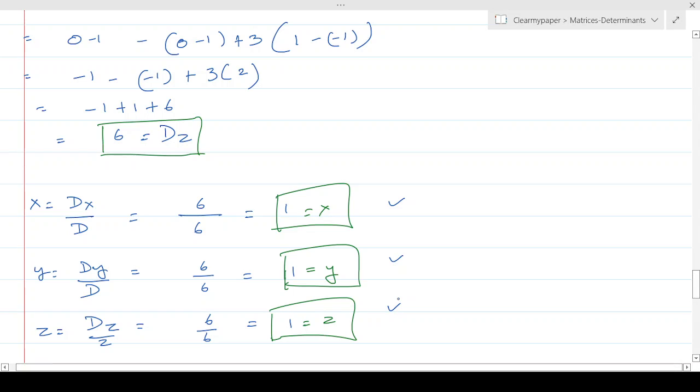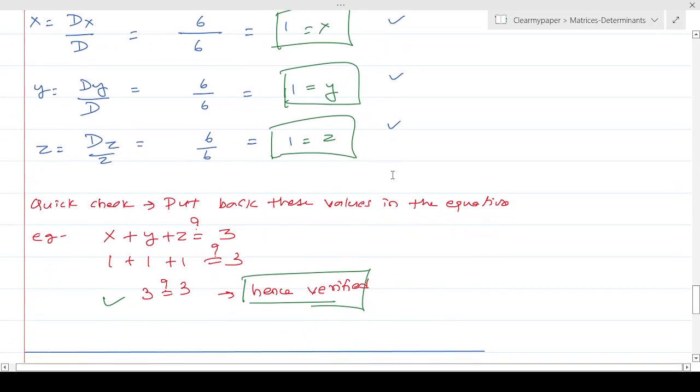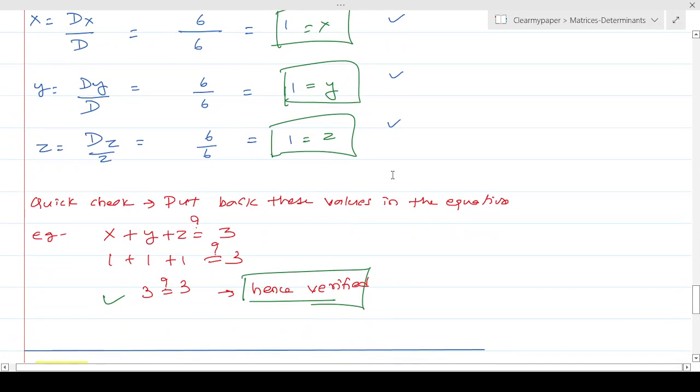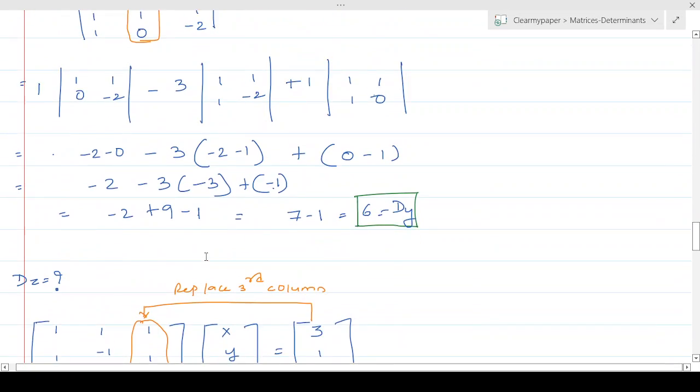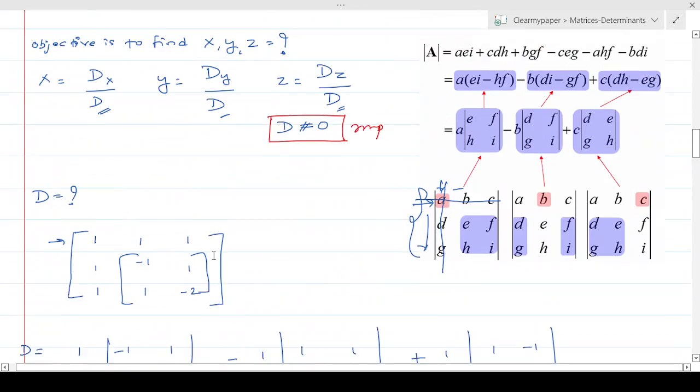But the quick thing is, how do I know that whatever values I've computed, I have not done any calculation mistake and the values are correct? And that's why you put it back in the equation to do a quick checkpoint. You have all the values, and you can take any of the given equations. You have 3 equations. You can pick up any one equation. I picked up the first equation over here, which is x plus y plus z is equal to 3 from the given problem. Let me show it to you.